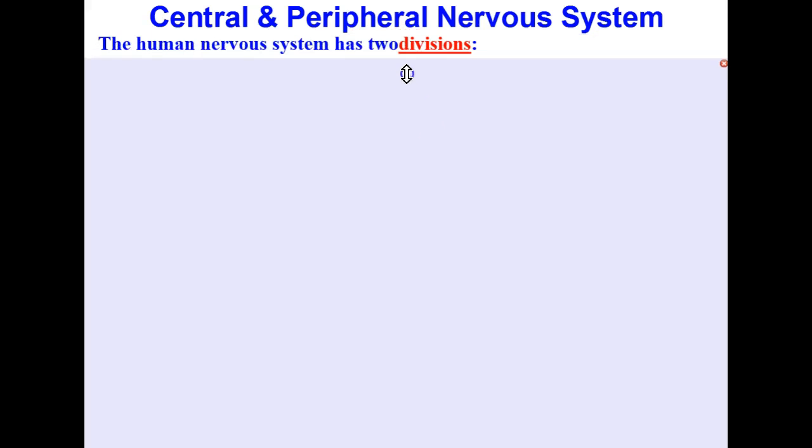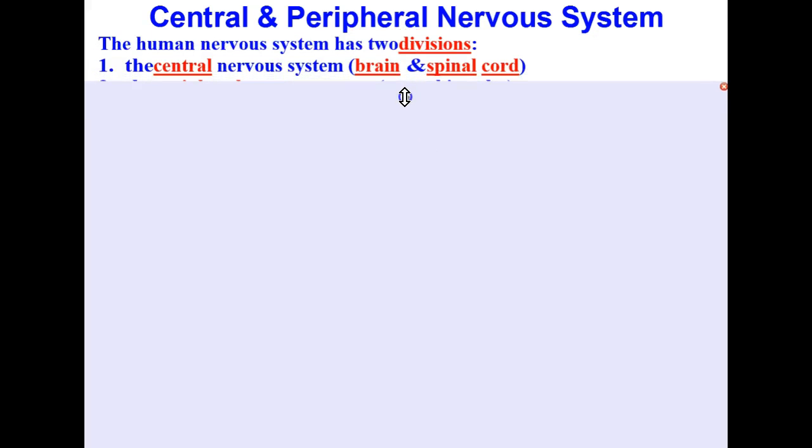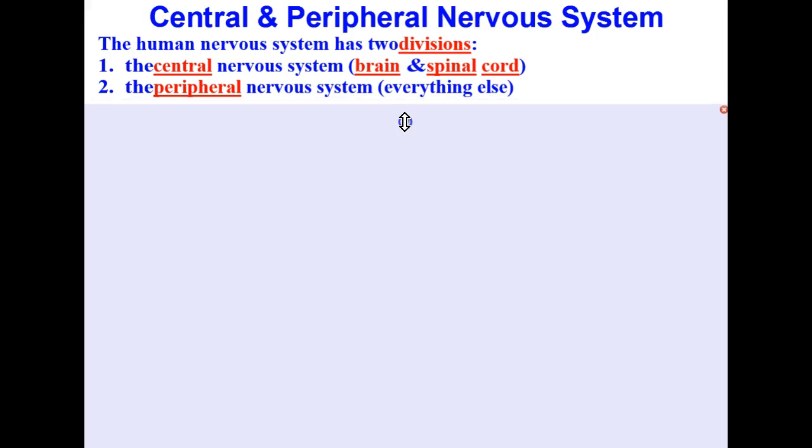All right, the central nervous system is made up of your brain and spinal cord. And of course, the central nervous system is one of two divisions of your human nervous system. So the central nervous system, your brain and spinal cord, and the peripheral nervous system is everything else.